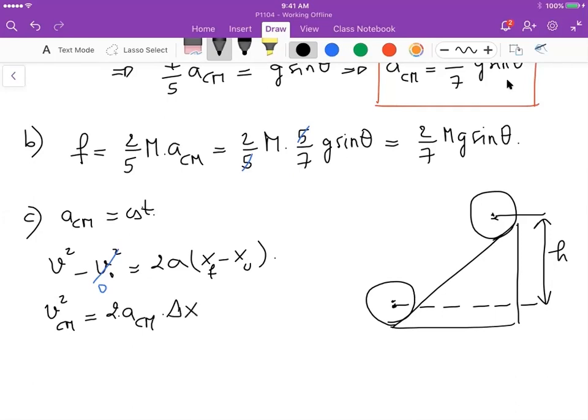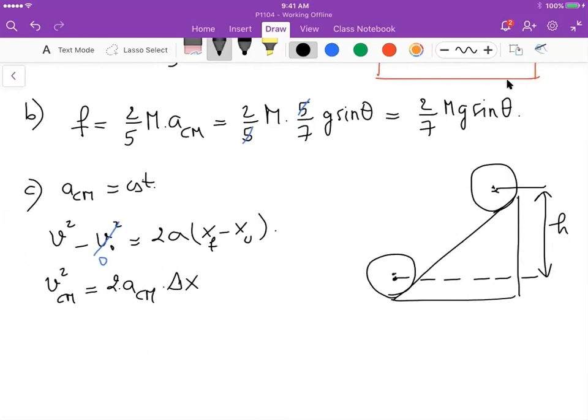And let's have a look here at this figure. So from this figure, what do we have? This is delta x. Look, this is delta x, this is h, and this is the angle theta. So we can immediately deduce that sine theta is equal to h over delta x. We have h as a given. We need delta x, so delta x is equal to h over sine theta.